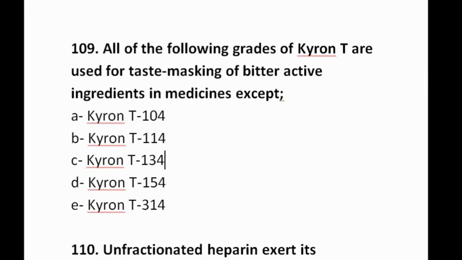So options are there. Actually all these grades of Kollidon are used for bitter taste masking of drugs from A to D, while Kollidon 314, as we have learned in the previous MCQ, is actually a super disintegrant. So option E is the correct answer in this MCQ. All the rest of the options are used for bitter taste masking of drugs, while Kollidon 314 is actually a super disintegrant.